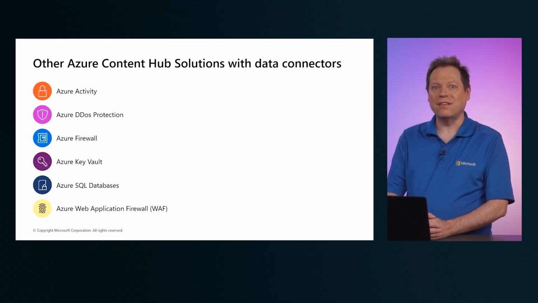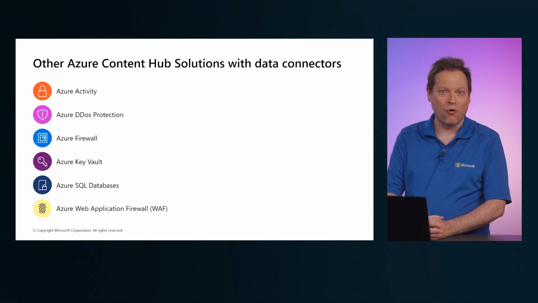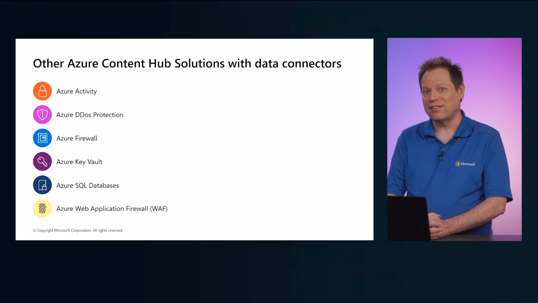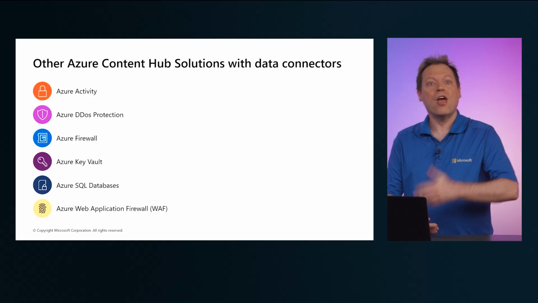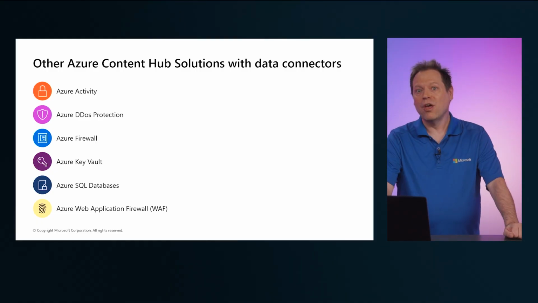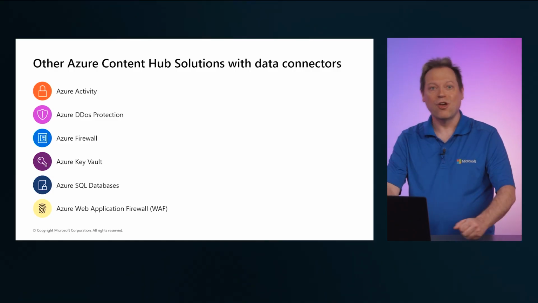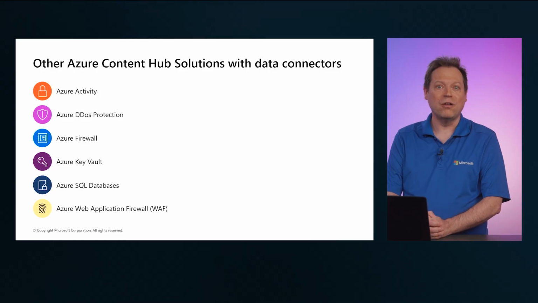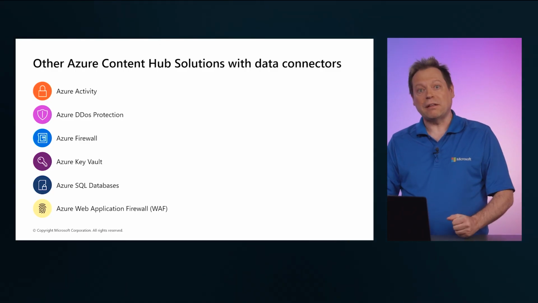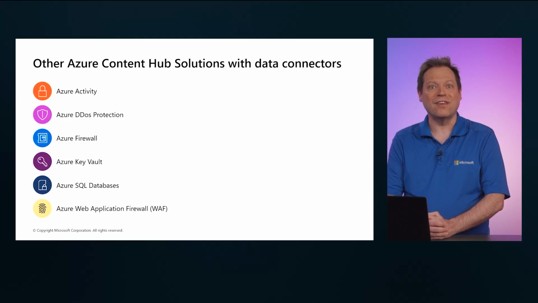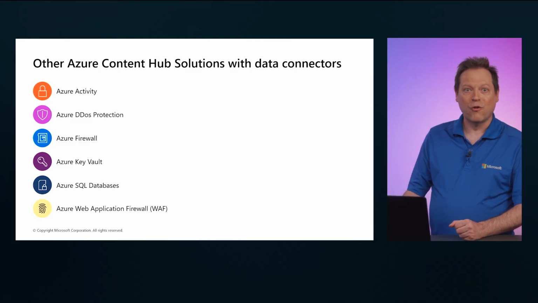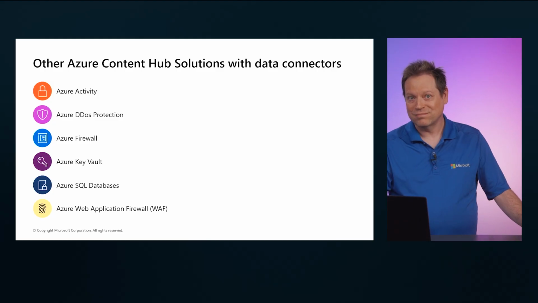Beyond identity and Defender for Cloud, there are many Azure-focused solutions that include data connectors. Common examples include the Azure Activity Logs, Azure DDoS Protection, Azure Firewall, Azure Key Vault, Azure SQL Database, Azure Web Application Firewall, or WAF. These connectors give you visibility into control plane actions, network controls, and data layer event signals that are often essential for cloud threat detection.